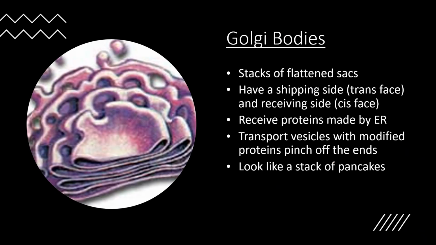Let's start this one by discussing Golgi bodies, or Golgi apparatus as we call them. These are basically stacks of flattened sacs. They receive proteins that are made by the endoplasmic reticulum. These stacks look like pancakes. If I were to talk about it in slang, they have a shipping side, that is the trans face, and a receiving side, which is called the cis face. They basically transport vesicles with modified protein.